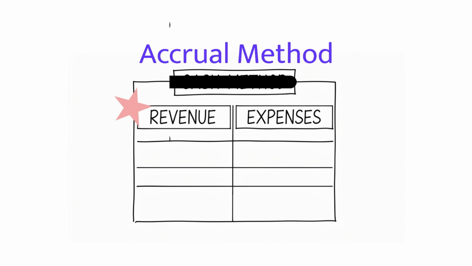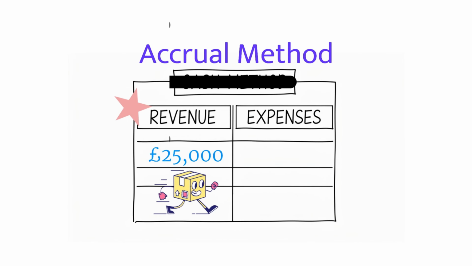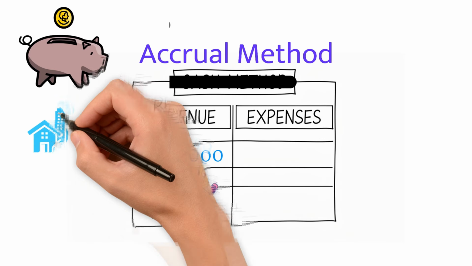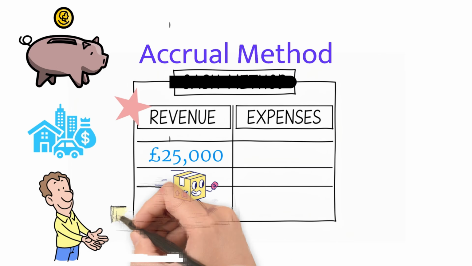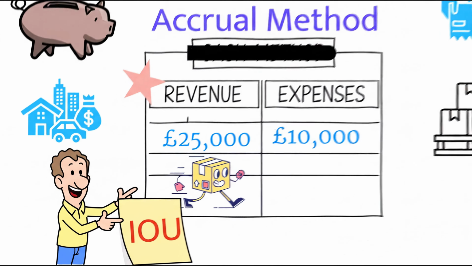Revenue. You earned that £25,000 in December when you shipped the product, so you record £25,000 in revenue. That money your customer owes you is now an asset called accounts receivable. It's an IOU to your business. Well, that's a nice surprise.